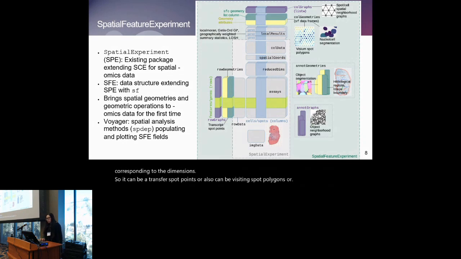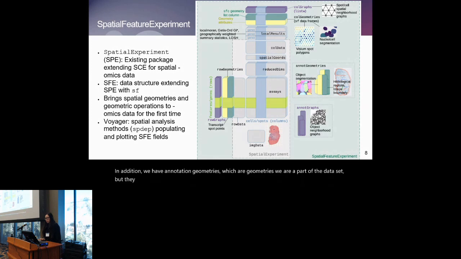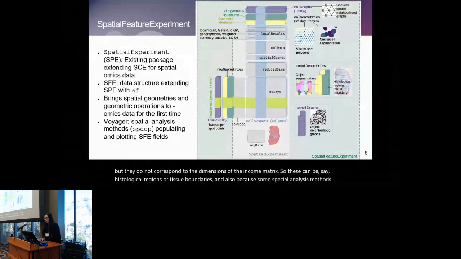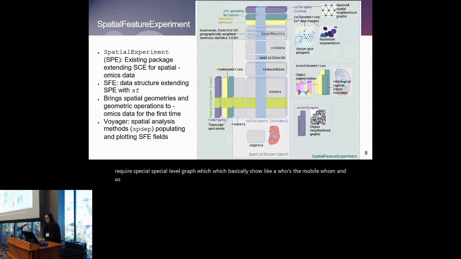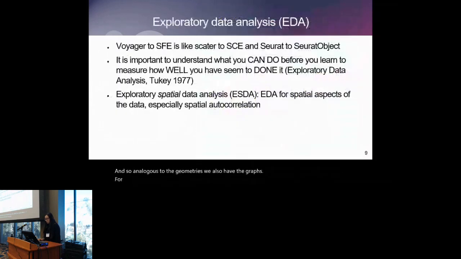In addition, we have annotation geometries, which are geometries that are part of the data set, but they do not directly correspond to the dimensions of the gene count matrix. So these can be, say, histological regions or tissue boundaries. And also because some spatial data analysis methods require a spatial neighborhood graph, which basically shows who's the neighbor of whom, analogous to the geometries, we also have the graphs for rows and columns.